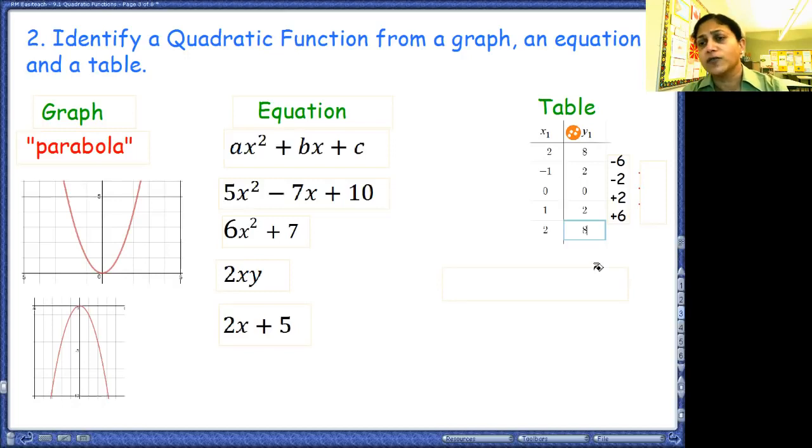So what we need to do is find the second differences, which is the differences of the first differences. When you do this, it turns out to be all the same. So in a quadratic function, the second differences are the same.